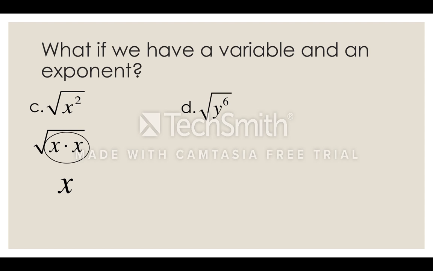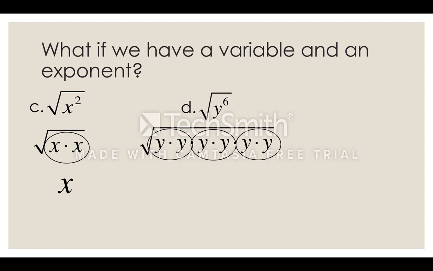Square root of y to the 6th. Let's rewrite that: square root of y times y times y times y times y times y. Group up our pairs. We have 3 pairs, so we're going to pull out 3 y's. So we get y to the 3rd.